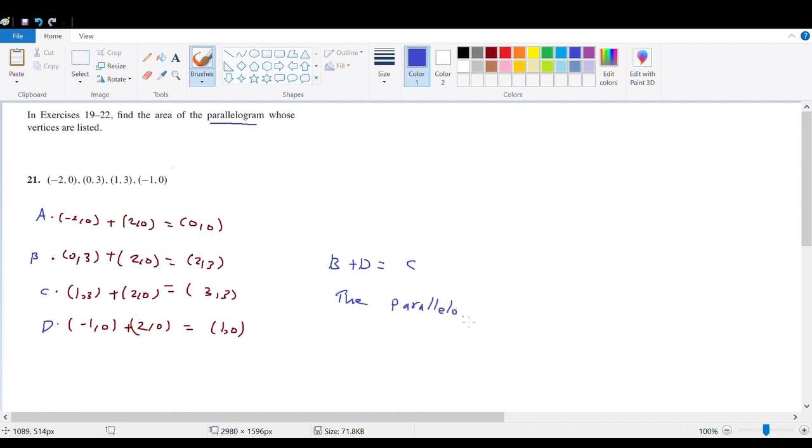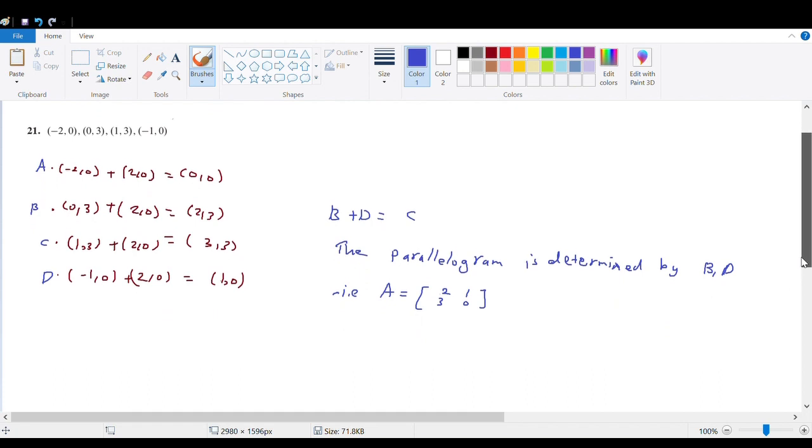So the parallelogram is determined by B and D. If we write it as a matrix, our matrix A has B as 2, 3, sorry, and then D as 1, 0.